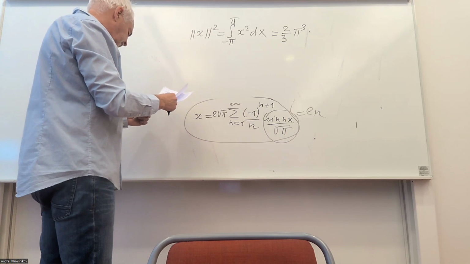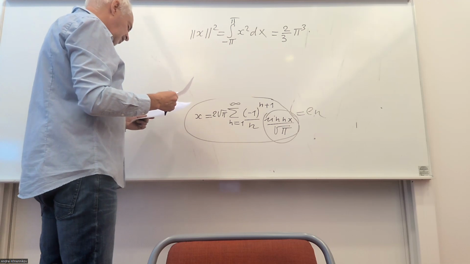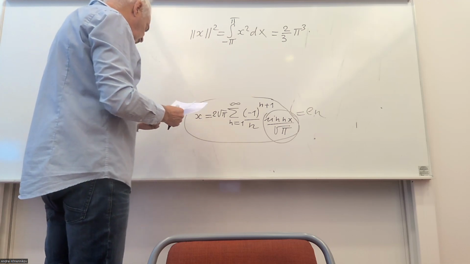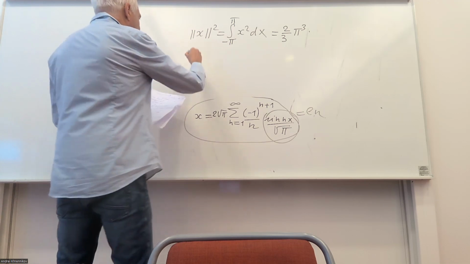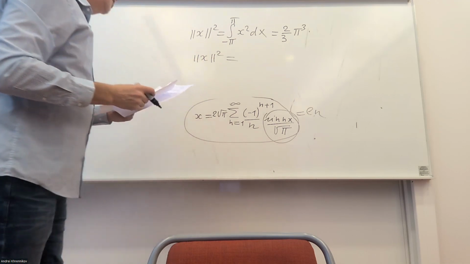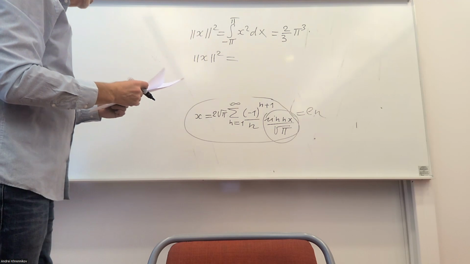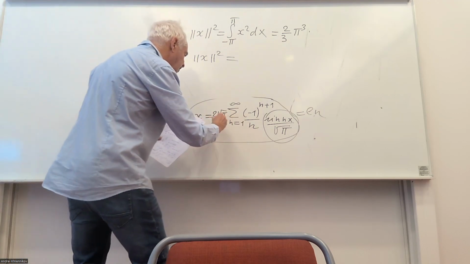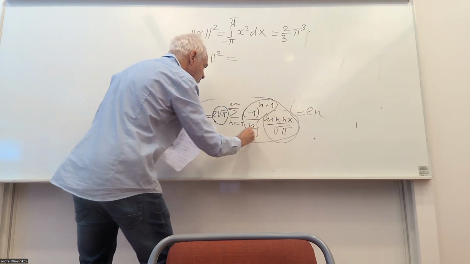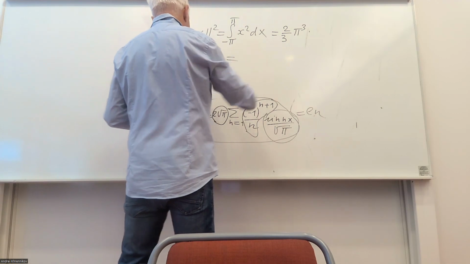So now I can write this Parseval equality, and it looks so: norm of x squared is equal to the sum of squares of coefficients. The Fourier coefficients are this and this, so we should square them. In another part would be the square of this.